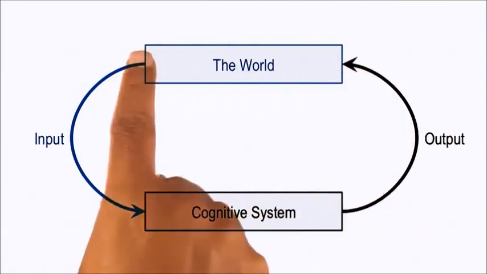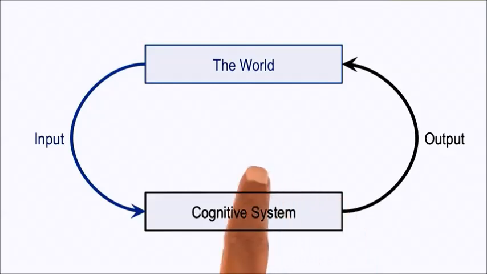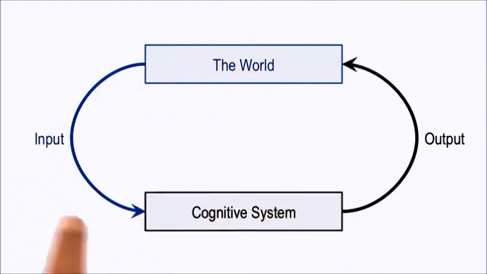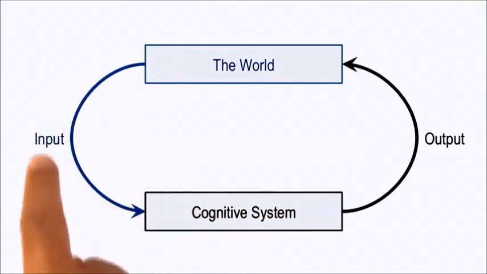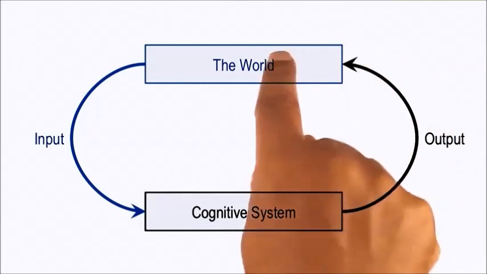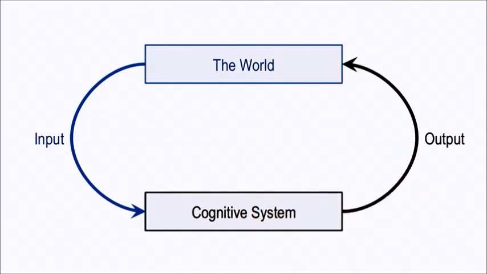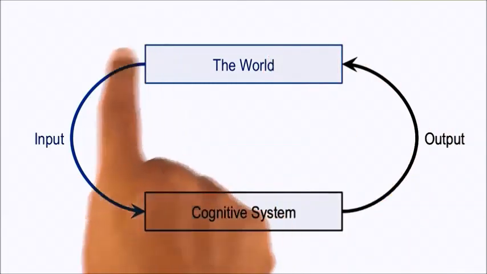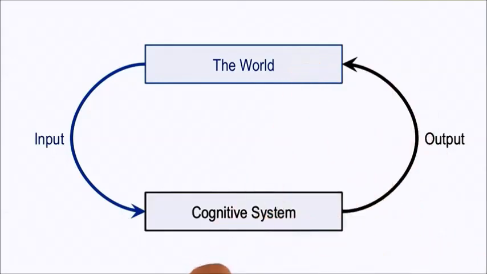The world is constantly changing, and the cognitive system is constantly receiving information about the world. It uses its knowledge and its knowledge structures to make sense of the data about the world, and it decides on actions to take on the world. Recall that we had said that intelligence is a function that maps the perceptual history into action.